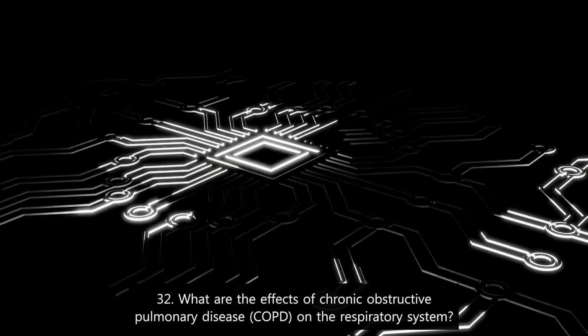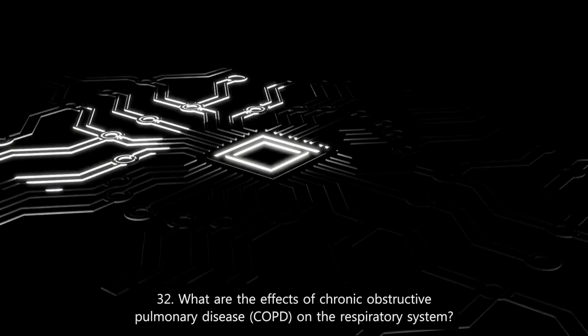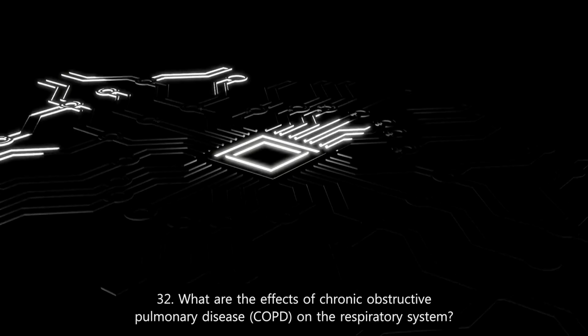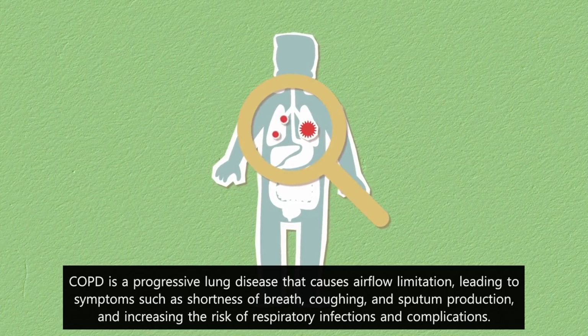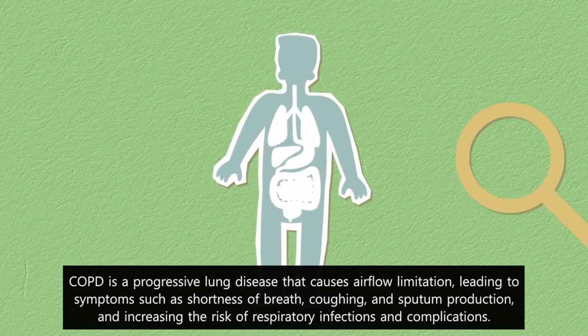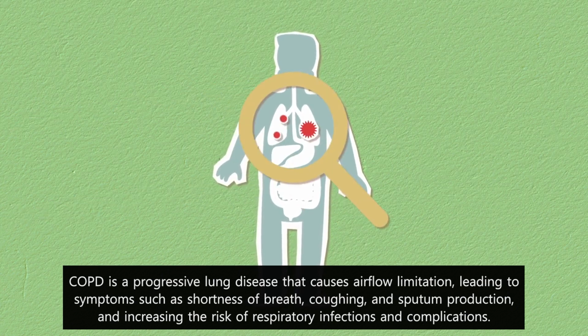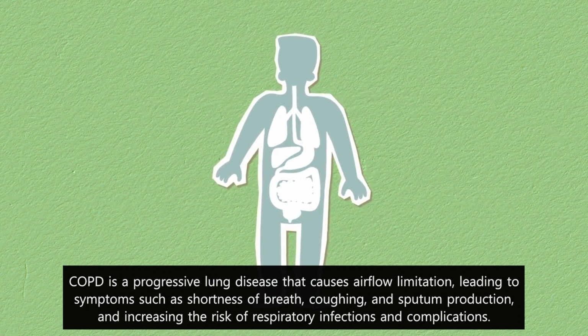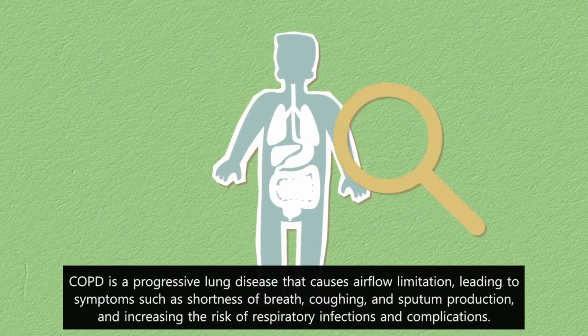32. What are the effects of chronic obstructive pulmonary disease (COPD) on the respiratory system? COPD is a progressive lung disease that causes airflow limitation, leading to symptoms such as shortness of breath, coughing, and sputum production, and increasing the risk of respiratory infections and complications.